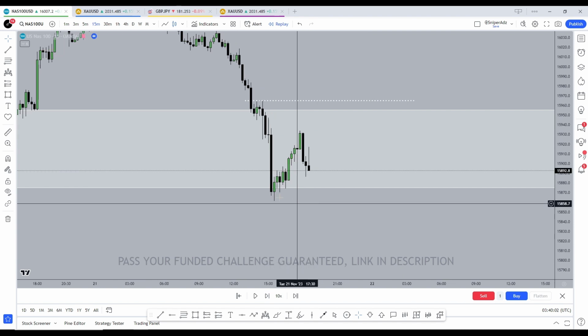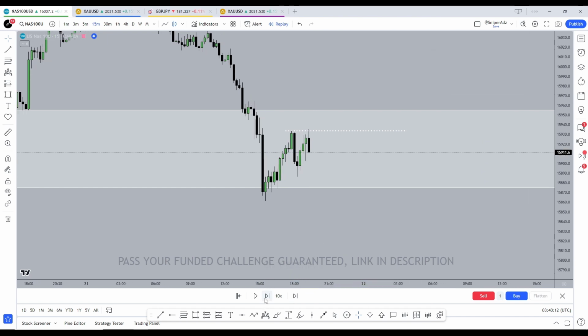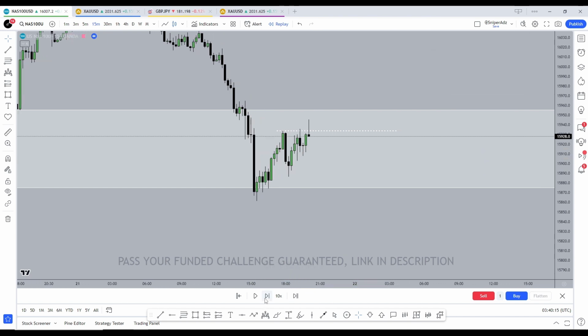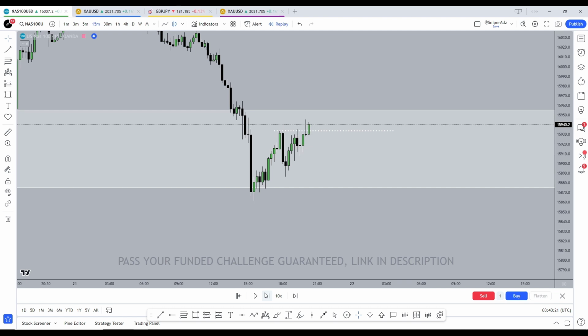So we're already creating structure right here, which is kind of a good sign. If we can now see, in fact, this high get taken out, that will be another market structure shift in my opinion right there. So let's see what the market does here. Still creating structure. I would not class that as a break. I want to see bodies breaking above this area for me to go for a potential buy on this position. So that's very much now a break of this market structure.